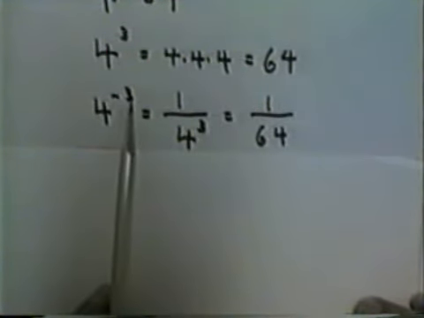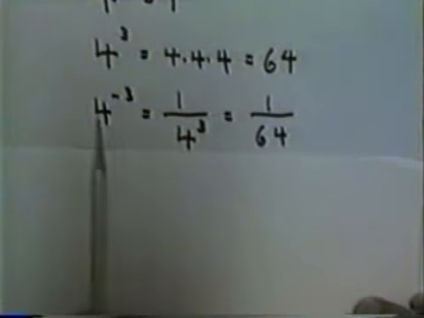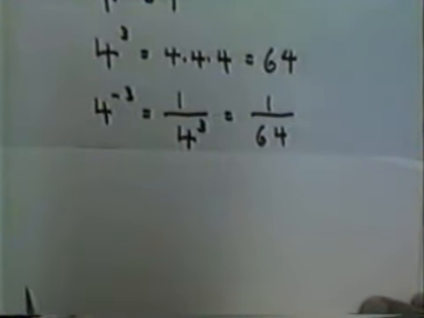Notice that 4 to the negative 3 is the reciprocal of 4 to the positive 3. And that's what I want you to understand. A negative exponent tells you to take the reciprocal.